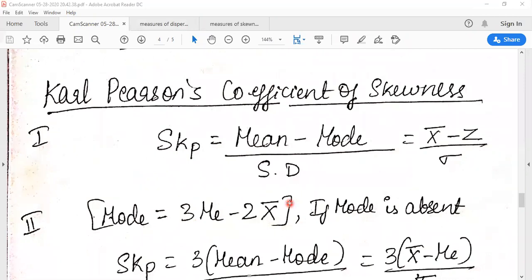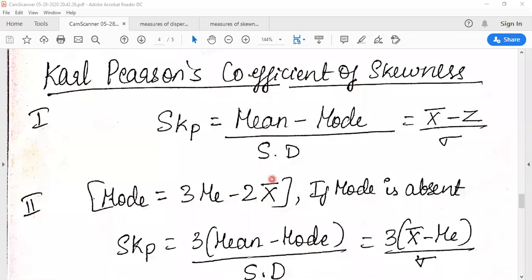So in skewness, we have two types of coefficients. One is Karl Pearson's coefficient of skewness. Here in Karl Pearson's coefficient of skewness, you have two formulas to consider. The first formula is SKP. Please remember, SK is skewness, P is Pearson. So SKP is equal to mean minus mode divided by standard deviation. This is the first formula.